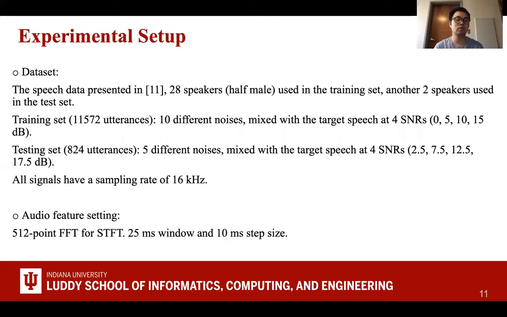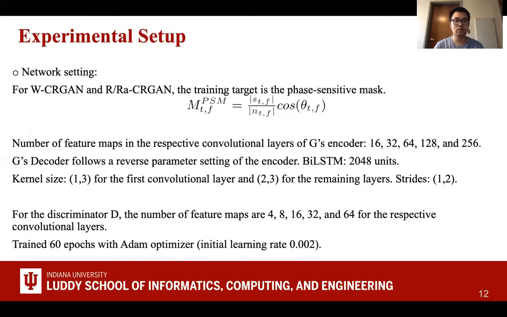In terms of the audio feature, we used a 512-point FFT for the short-time Fourier transform with a 25 millisecond window size and 10 millisecond hop size. In terms of the network setting, for the Wasserstein CR-GAN and the relativistic average CR-GAN, the training target is the phase-sensitive mask.